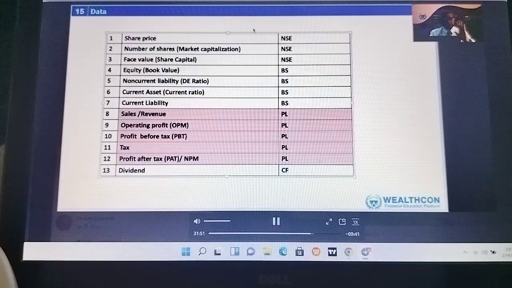There are four statements: profit loss statement, balance sheet, change in equity, and cash flow. The question is which is easy to manipulate? So everything can be manipulated except tax and dividend. Okay, tax can too, because the government gets that money.